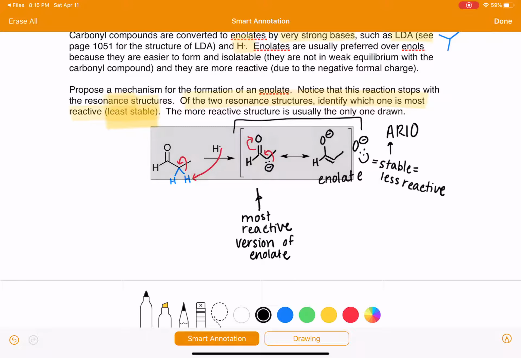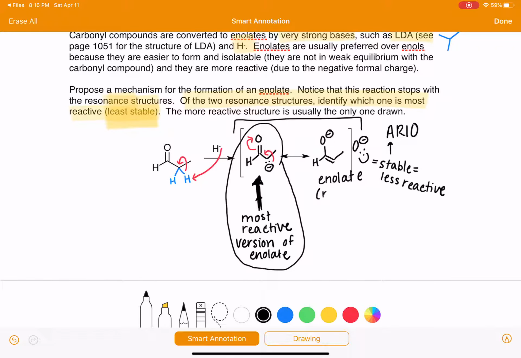And when we're drawing the structure of an enolate, this structure right here is typically the one that we draw. When the enolate undergoes chemical reaction, it's usually undergoing reaction in this particular form. So this is usually the way that we draw it. The enolate with the negative charge on the oxygen is not usually drawn because it's not particularly useful when we're trying to understand and explain the reactivity.